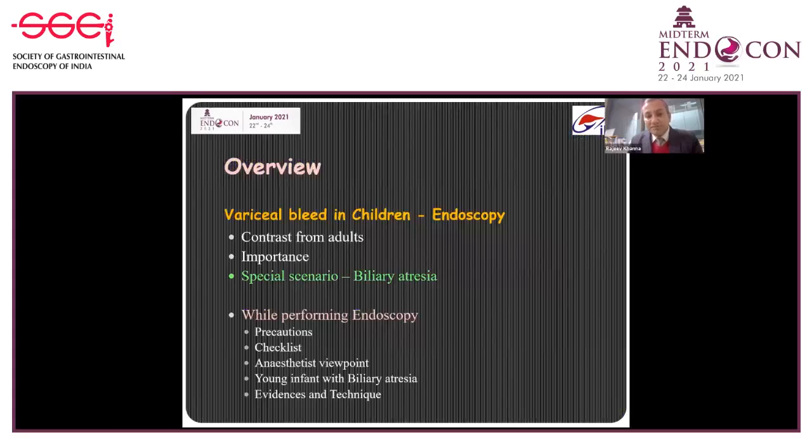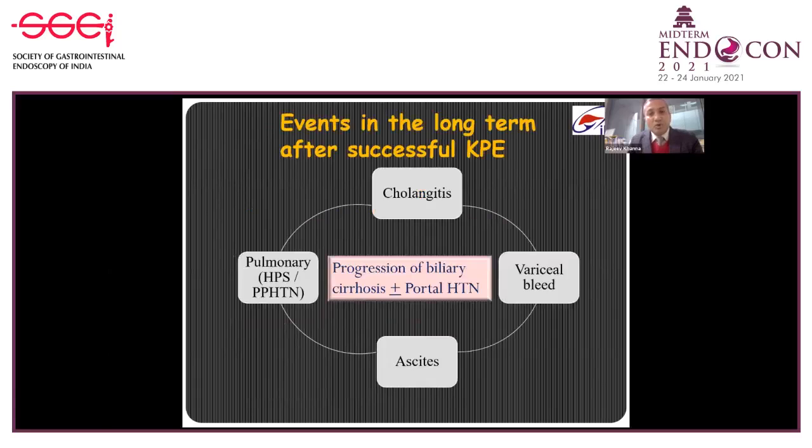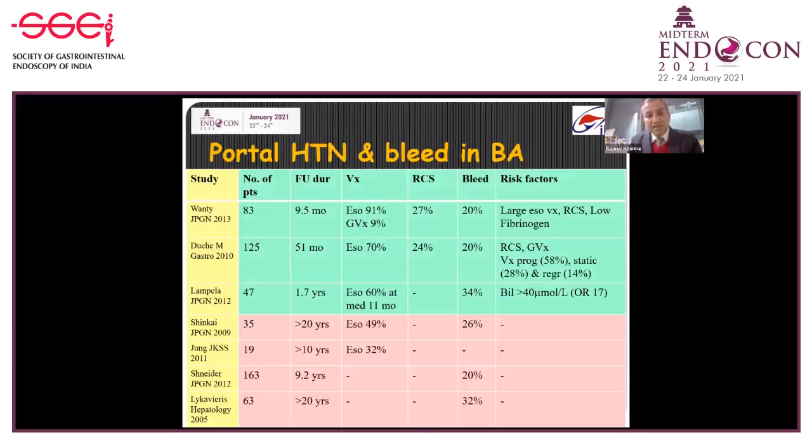Now we'll discuss briefly the special scenario of biliary atresia, which is the commonest pediatric hepatology disease. If we look at the long-term outcome of a successful Kasai portoenterostomy in biliary atresia, what is the natural history? Variceal bleed is an important event in this natural history. And if we look at series on portal hypertension and bleed in biliary atresia, the green one shows the shorter follow-up of up to 2 years in unsuccessful Kasai.